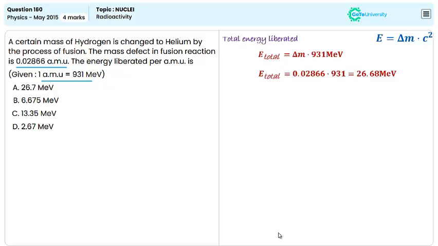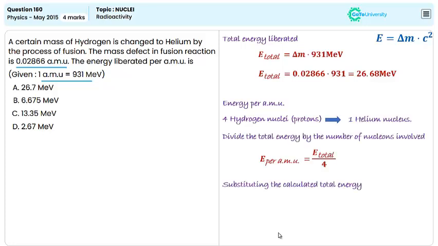Let's find the energy per AMU. The reaction involves the conversion of 4 hydrogen nuclei, which are protons, into 1 helium nucleus. Therefore, the mass defect corresponds to 4 nucleons. To find the energy liberated per AMU, we divide the total energy by the number of nucleons involved. So we get E per AMU is equal to E total divided by 4.